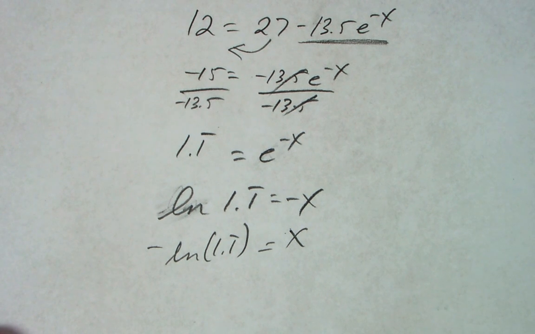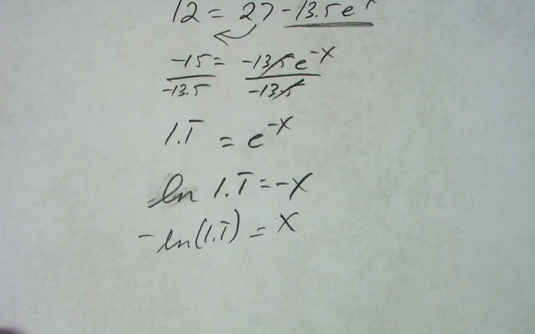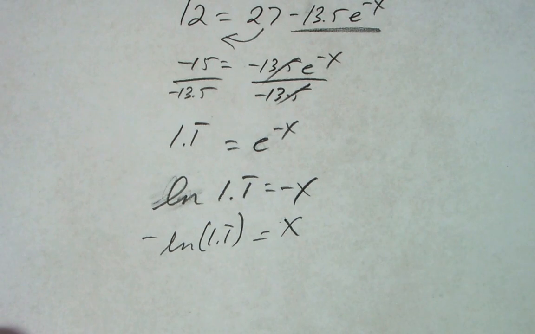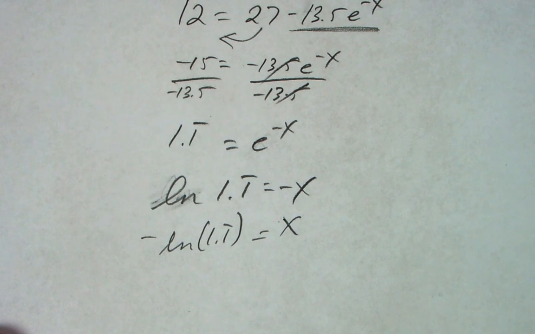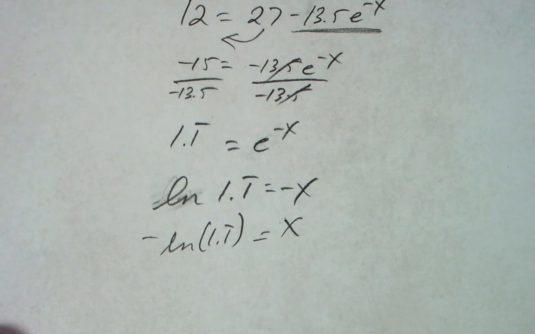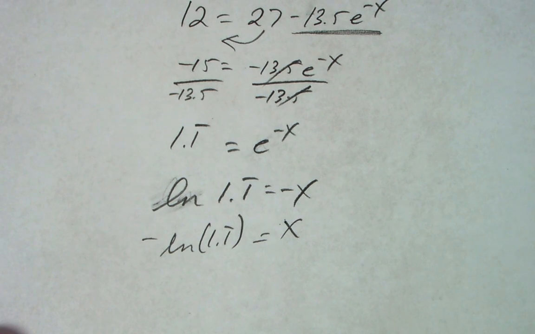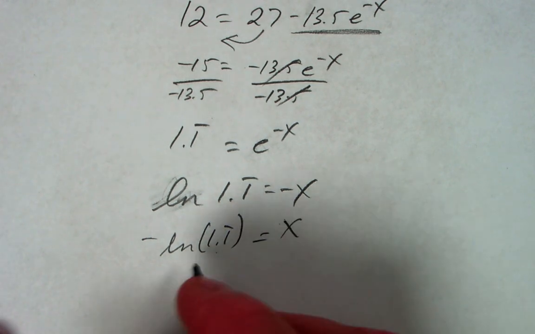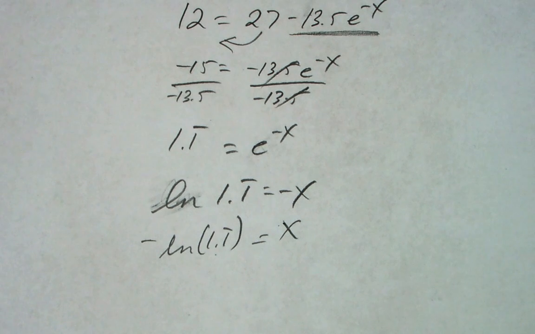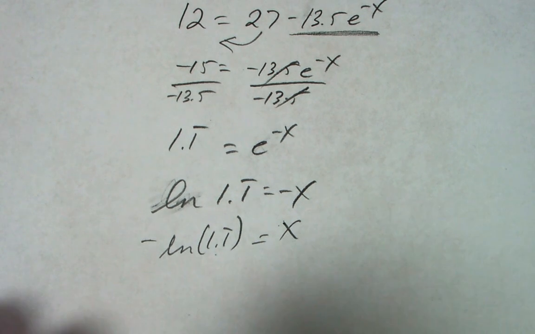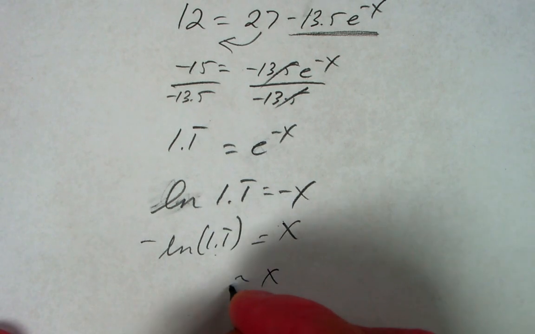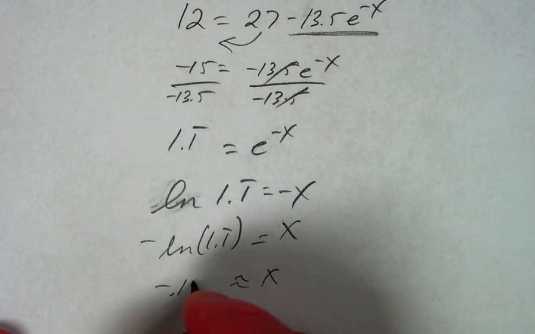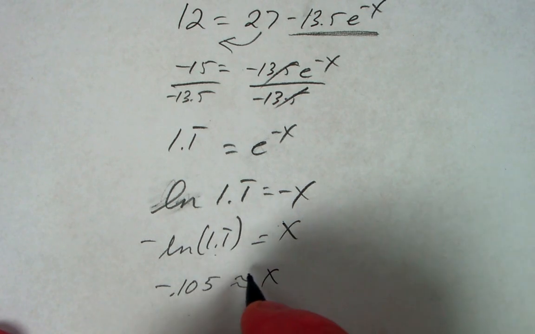What does the book get? Negative 0.11. Negative 1.11? No, 0.11. What did you get? Okay, so here's the issue. If you just type in 1.1, you're going to get something different. I typed in 1.1111111111111. So my x is approximately negative 0.105. Oh, yeah, I got that. Good.